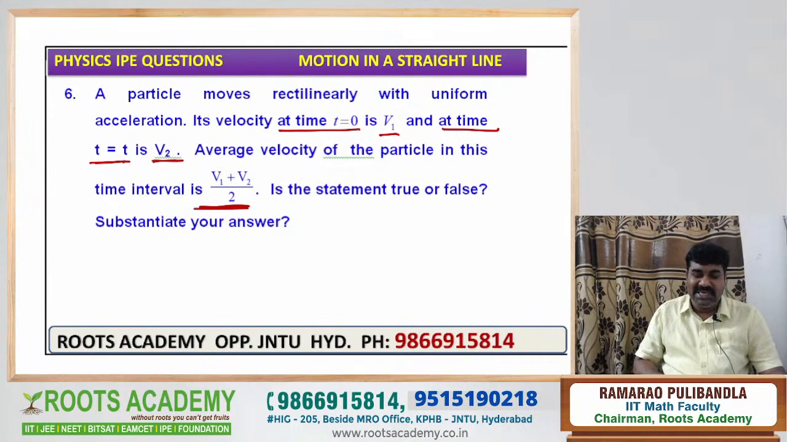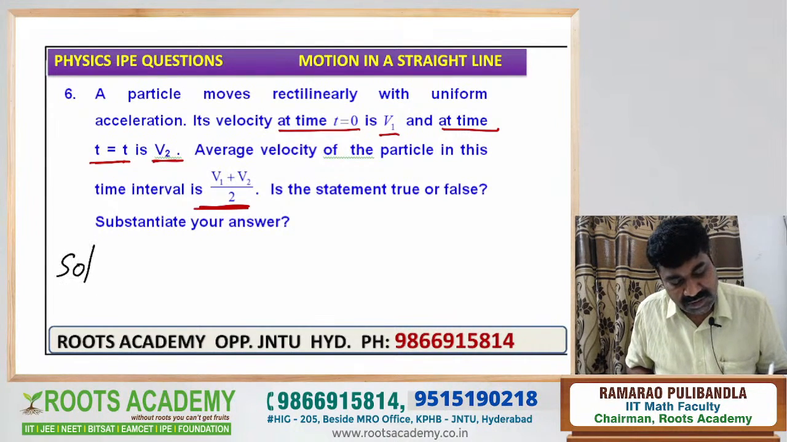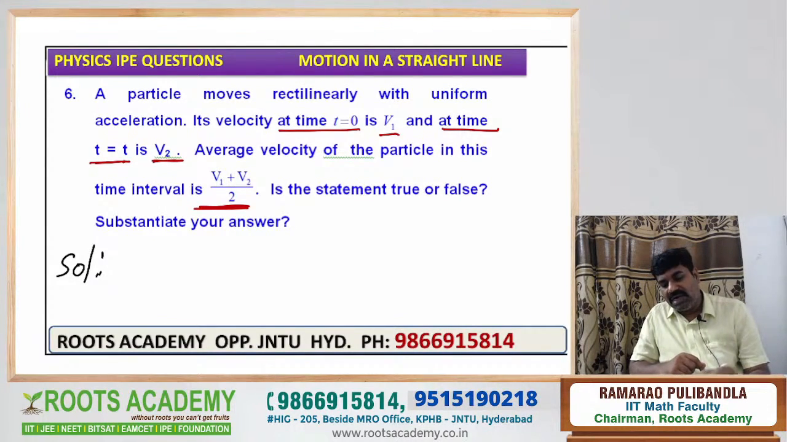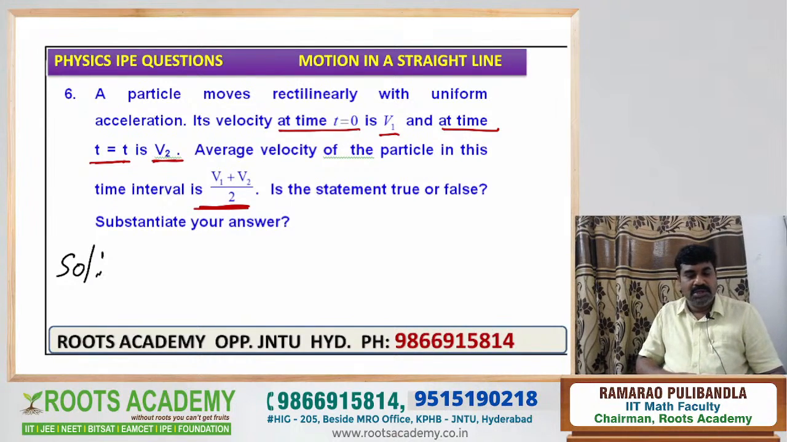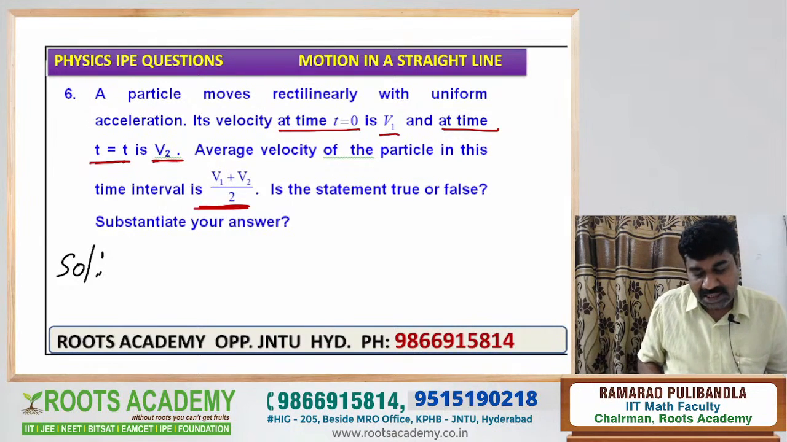Substantiate your answer. First of all, here is the solution. First one: this is true. Why is it true? Average velocity is nothing but (v1 plus v2) by 2. Now, the particle moves with uniform acceleration. When the particle moves with uniform acceleration, we can apply the kinematic equations.